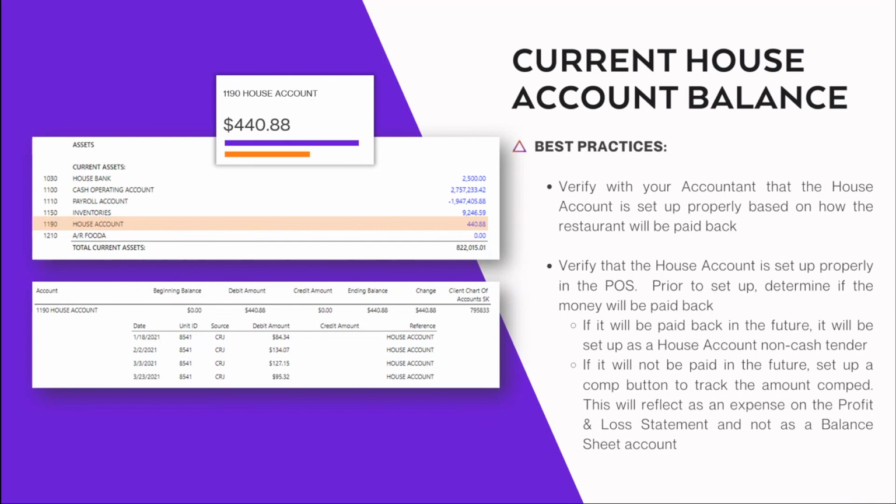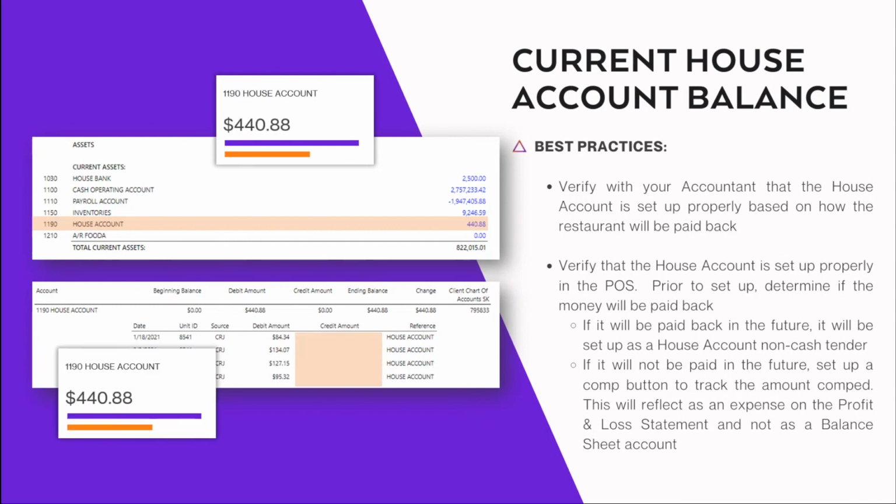If you will be paid back, it will be set up as a non-cash tender. If it will not be paid back, it will be set up as a comp and moved from the balance sheet to the P&L.